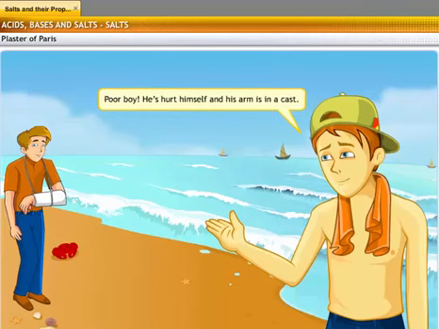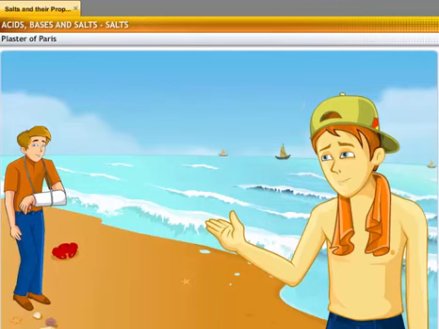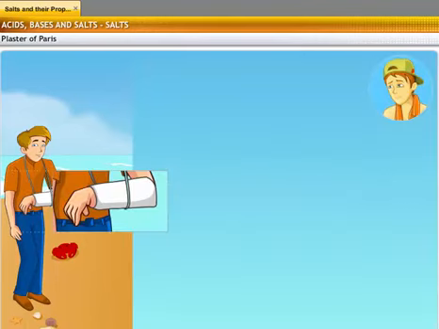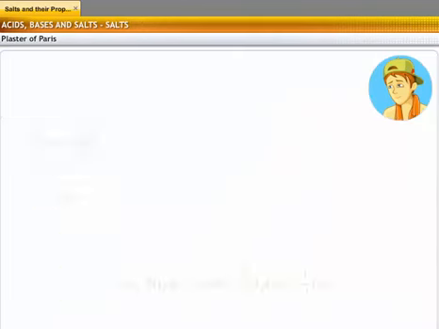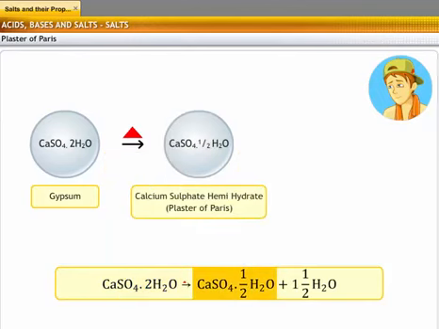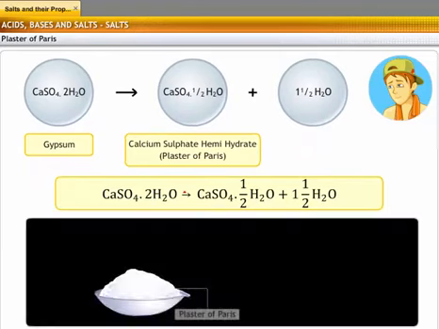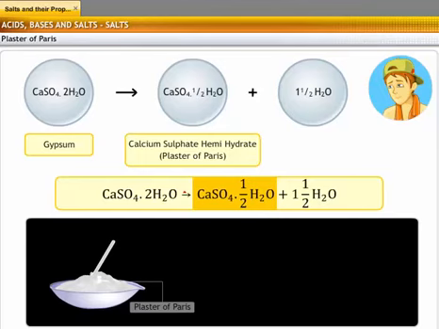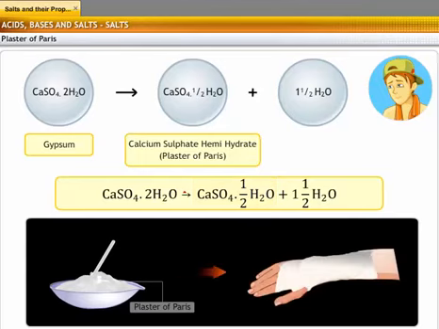Poor boy! He's hurt himself, and his arm is in a cast. Do you know what that cast is made of? No? It is made of plaster of Paris. Gypsum, when heated to 100 degrees centigrade, forms plaster of Paris, which is chemically called calcium sulfate hemihydrate, CaSO4·½H2O. This calcium sulfate hemihydrate, CaSO4·½H2O, sets and becomes a hard mass when mixed with water.